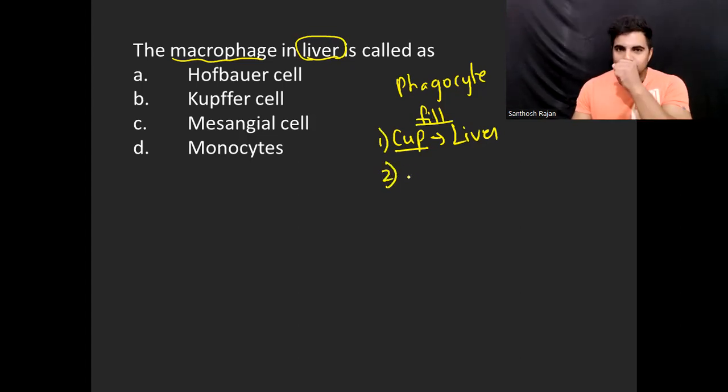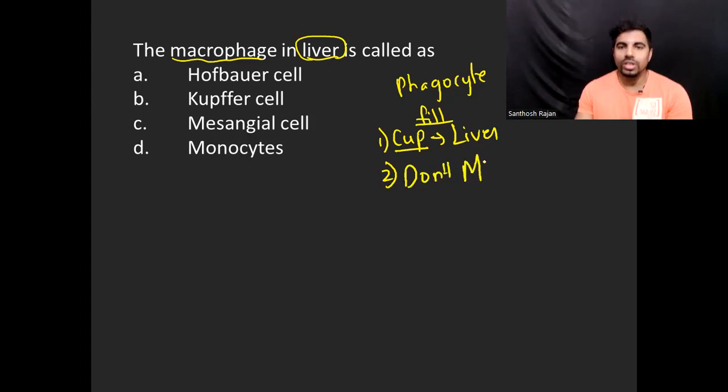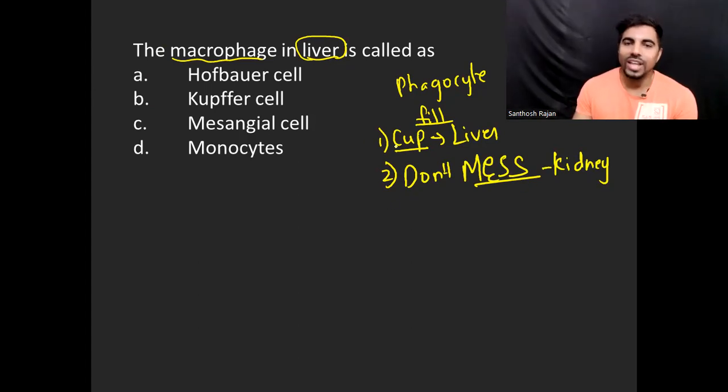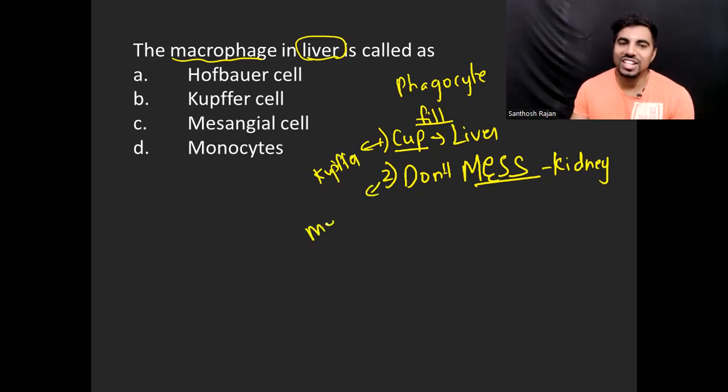Number two, don't mess with your kidney. Otherwise you'll get renal failure, right? If you mess with your kidney, you'll get renal failure. Okay, this is a clue. Just wait. Why is it a cup? Because Kupffer, K-U-P-F-F-E-R, Kupffer cell. And mess, because its name is mesangial cell. In the kidney it's called mesangial cell.